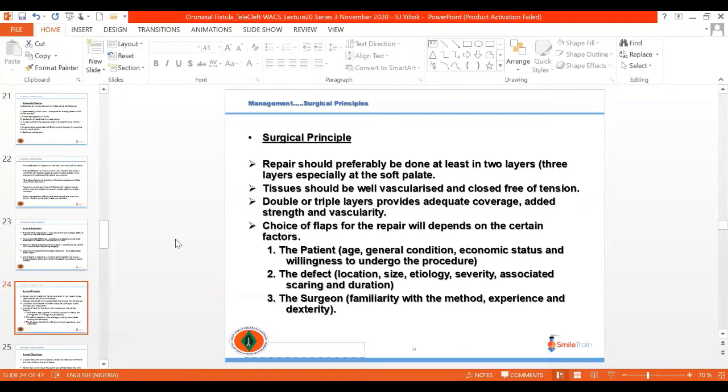The choice of flap for the repair will depend on certain factors. First, the patient: the age, the general condition, the nutritional status. Second is the defect itself. Where is it located? What's the size? What's the cause? What's the severity, associated scarring, and how long has that defect existed? The third is the surgeon. How familiar is the surgeon with the method, the experience, his or her dexterity, and how much experience he has with different types of procedures.